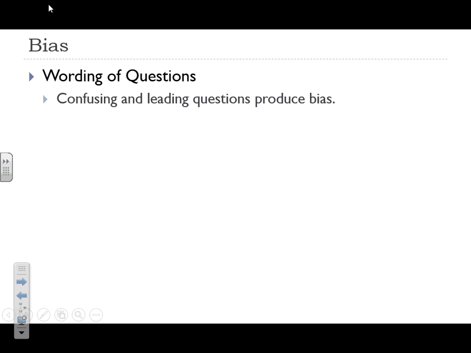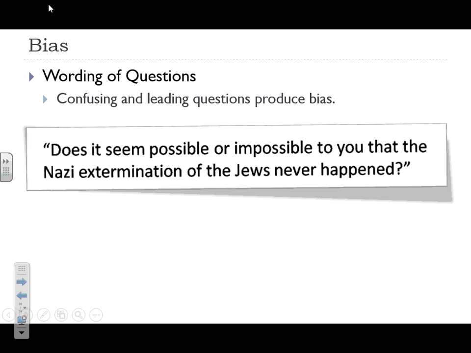Okay, so if you're an expert in a certain field and you know all of the technical terminologies, then when you ask someone who's not familiar with your particular field of interest, they have no idea what you're actually asking them. Okay? Also, when you ask a question, you don't want to introduce any sort of extra information that doesn't need to be there. Okay? So here's an example of a question that could be suffering from this type of bias. The question was, does it seem possible or impossible to you that the Nazi extermination of the Jews never happened?